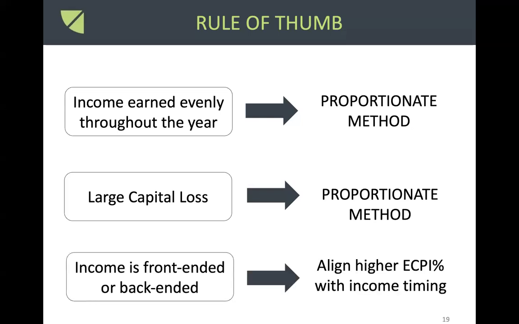And if the income is front-ended or back-ended, what you want to do is align the time of when most income is earned with how you can achieve the higher ECPI percentage. And that's really looking at the same examples that we saw a few minutes ago. So there's some rules of thumb for you. If you have any questions and you're not sure, feel free to call me and I'm happy to talk through the scenario with you.